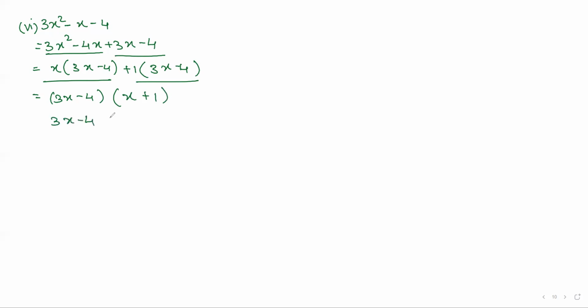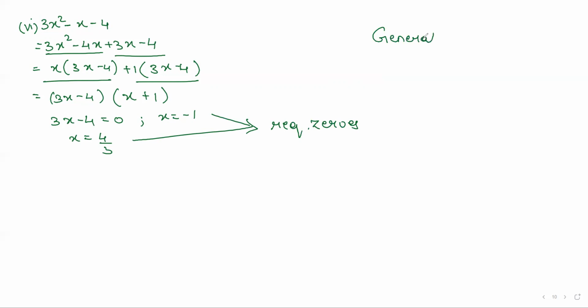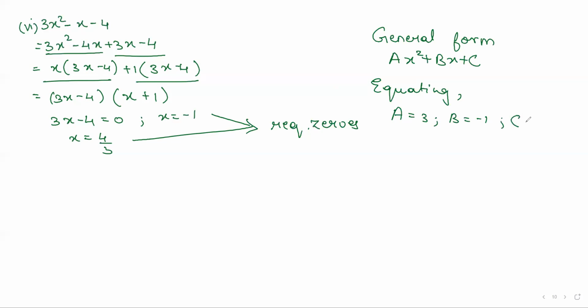Equating this with 0, x is equal to minus 1 and x is equal to 4 upon 3. These two values are the required zeros. We know that the general form of a quadratic polynomial is given by ax squared plus bx plus c. Equating this with the given expression, we get a equals 3, b equals minus 1, and c equals minus 4.